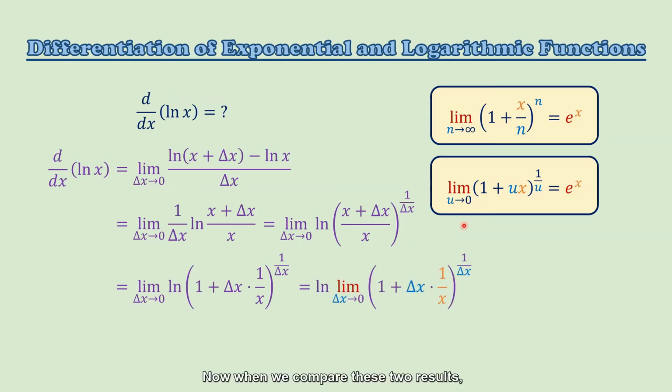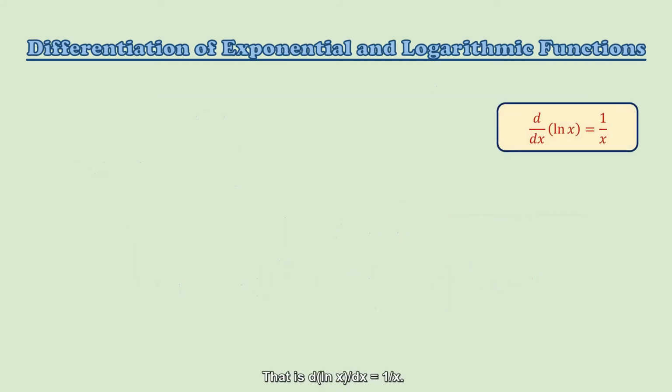Now when we compare these two results, we can see that this limit should be equal to e to the power 1 over x. Therefore, after taking the natural logarithm, it is just equal to 1 over x. So that's our first formula, that is d natural log x over dx is equal to 1 over x.